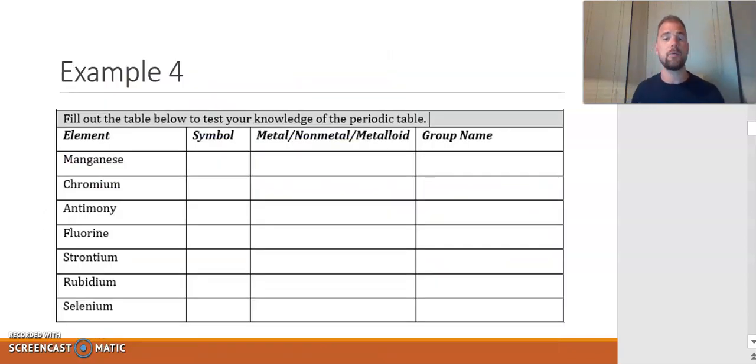Alright, in this example, we just want to get you used to looking at elements, knowing their symbols, and knowing what group they're in, as well as whether they are metal, metalloid, or nonmetal. So what I'd like you to do is pause the screen and see if you can fill this in to the best of your ability. Then hit play to reveal the answers.